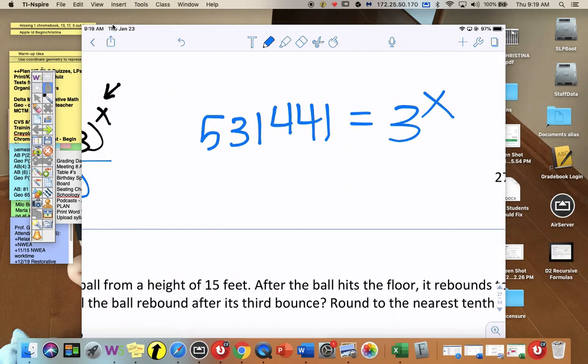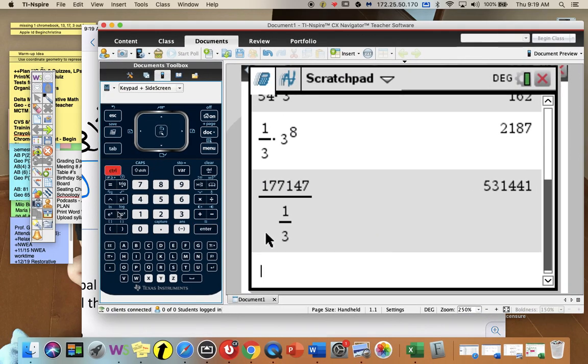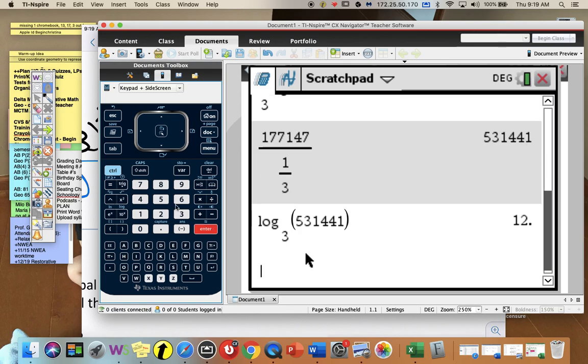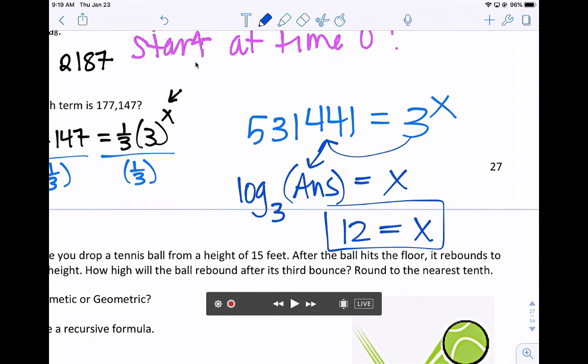Okay, and now we're going to log it. So we have log base 3 of this, I'll put ans, our last answer, equals x, and then you can type that into your calculator. So again, last answer is just this right here, 531,441. When we type it in, use your log key, base is 3 of our answer, so control negative, and that will type this 531,441 in for us, and the answer is 12. So x equals 12. Again, you could have just programmed your calculator and counted, but you can also use a log to solve. Okay, just a few more examples.